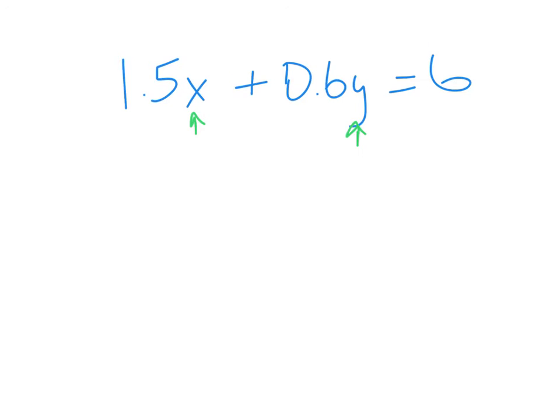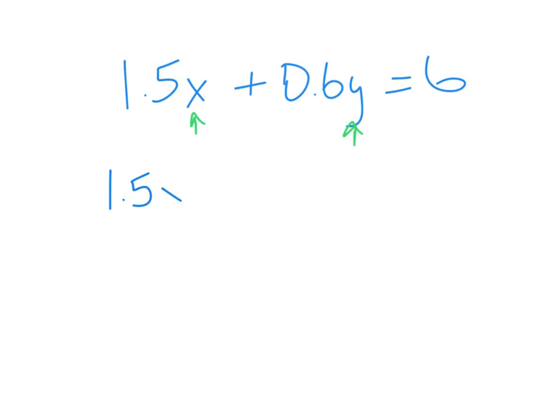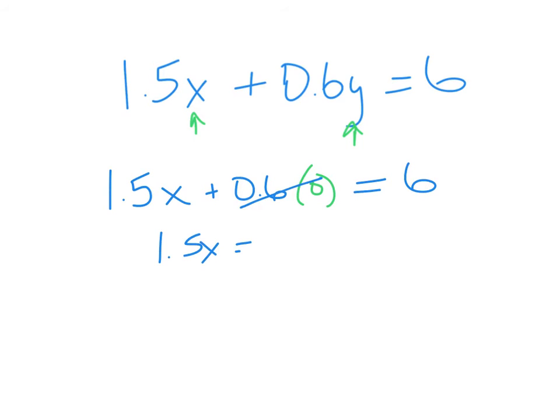Variable. Good. So let's find the x. Don't be shy. Just say it, guys. Find the x-intercept first. So if I'm finding the x, where do I put the 0? Where do I put the 0? Oh, 0. Where the y value is. This is going to help me solve for x. I just make y a 0. Okay, so what's 0.6 times 0? 0. So I have 1.5x equals 6.